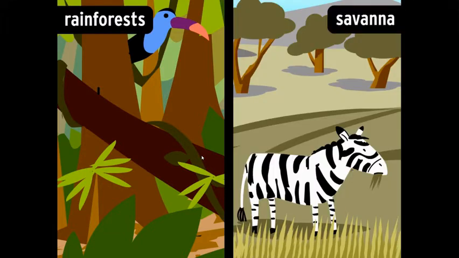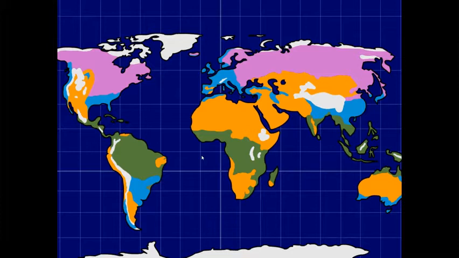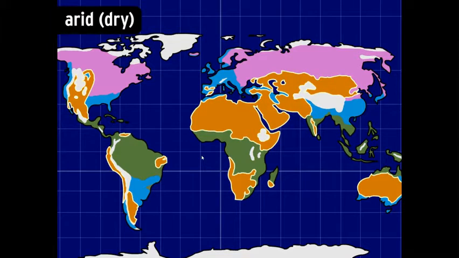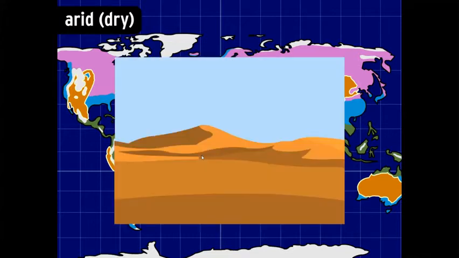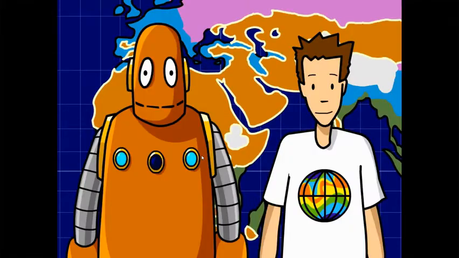savannas of Africa. A little bit farther away from the equator are dry or arid climates. These places usually get less than 25 centimeters of rain per year. They include deserts like the Sahara. No, not all dry zones are hot. Cold deserts like the Gobi in Asia have temperatures that often drop below freezing.